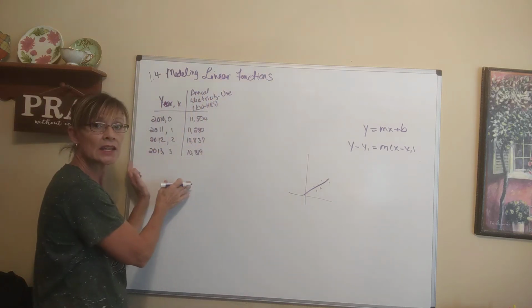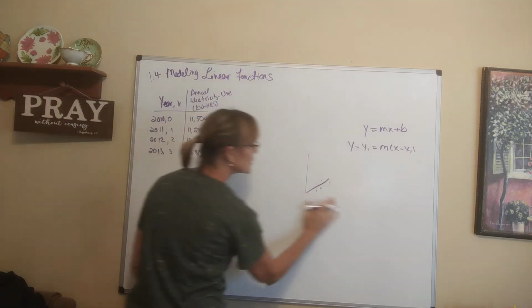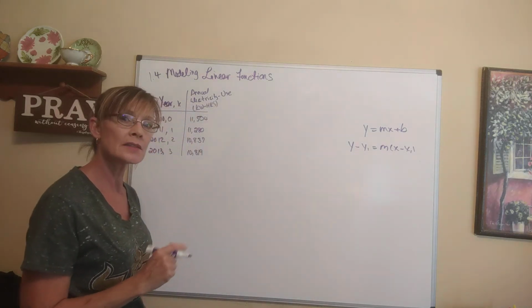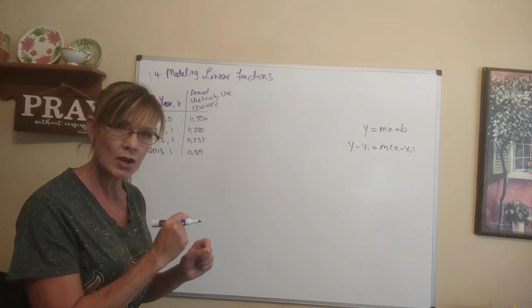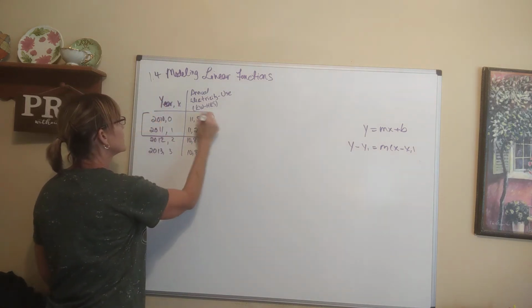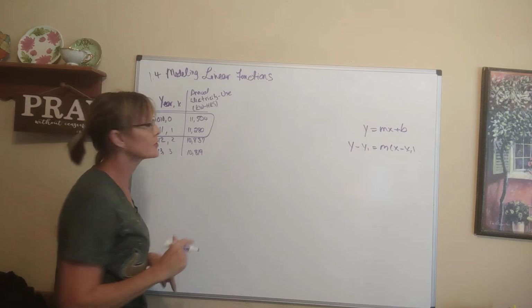We're just going to take any 2 of these points. That's what we're going to do. So if you and I choose 2 different points, then we might get 2 different lines, but they will be close to what they are, so close to each other. I'm just going to choose the first 2 points. We could choose any 2, but I'm going to choose the first 2 points.